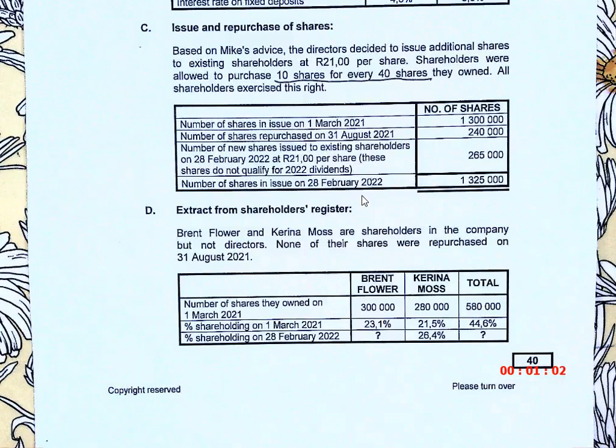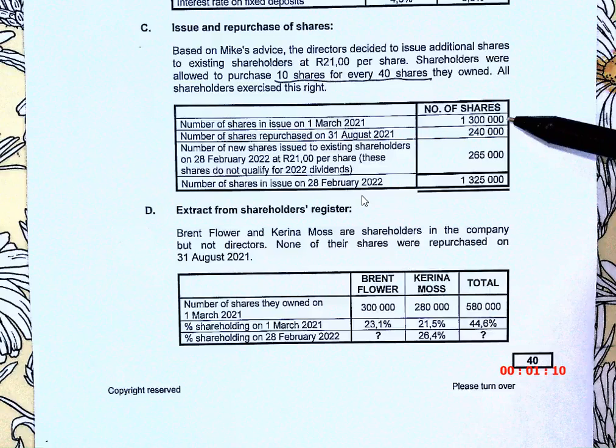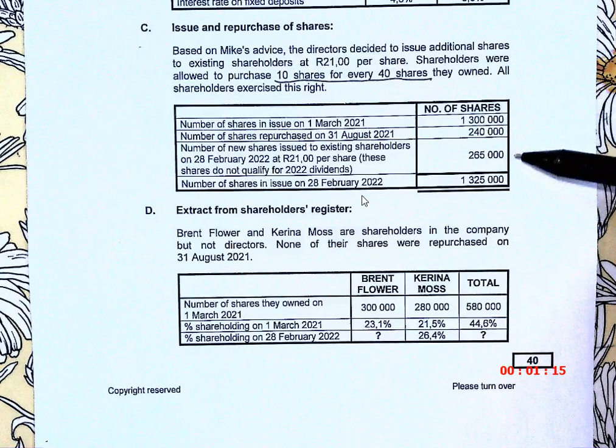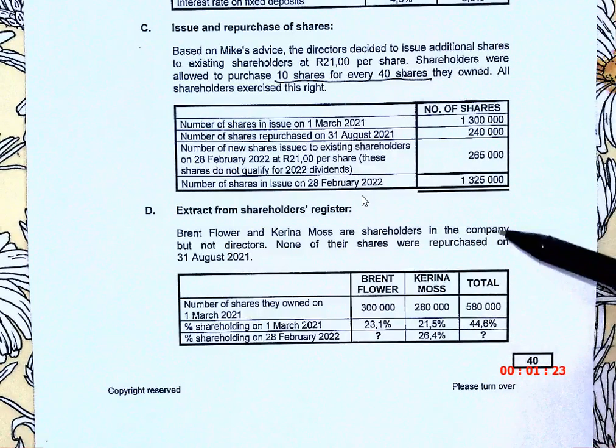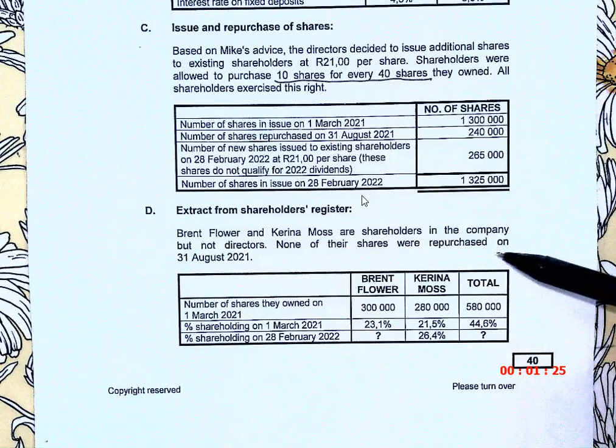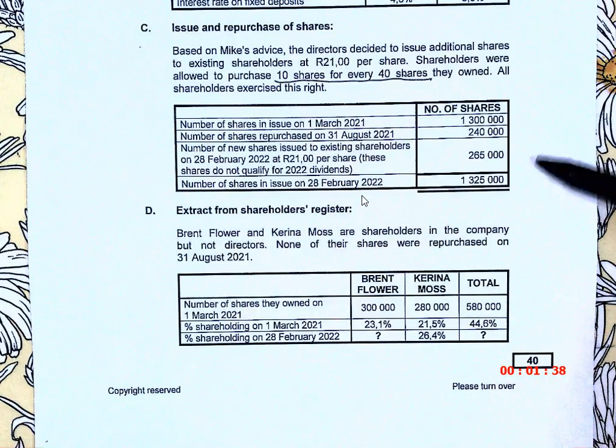Okay? So now they say here, this is the total shares that was in issue, ne? The 1st of March. Then we repurchased, and then these are the new shares that were issued. Right. So now they give me Brent. Brent Flower and Karina Moss are shareholders in the company, but not directors. None of their shares were repurchased. Okay? So nothing changed except the new shares that they bought.